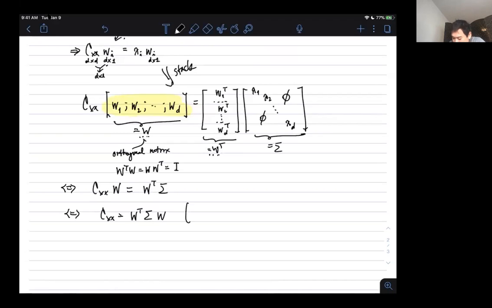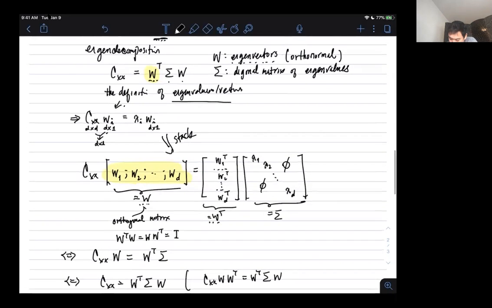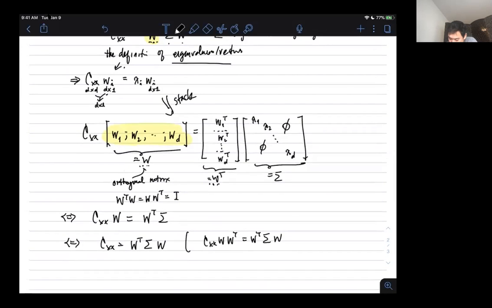So how did we get here? CXX W times W transpose equals W transpose times sigma times W. I actually should have done something more careful. Let me see. I think my transpose is somewhere wrong. I used the transpose here so I should get the transpose here as well. Oh my, I'm sorry about this. We'll have to rewrite this part.